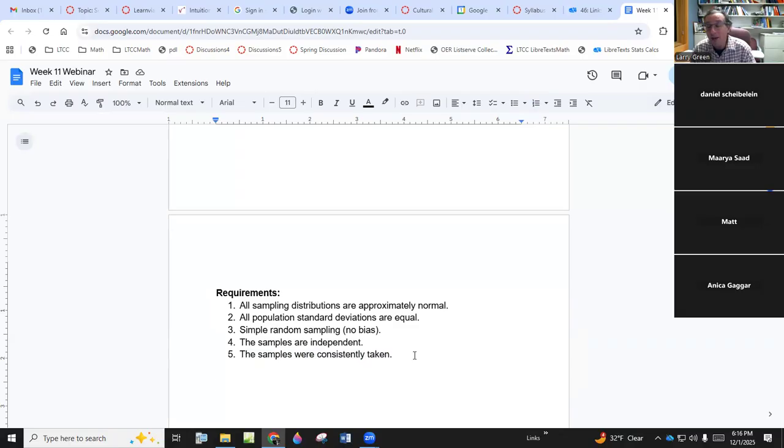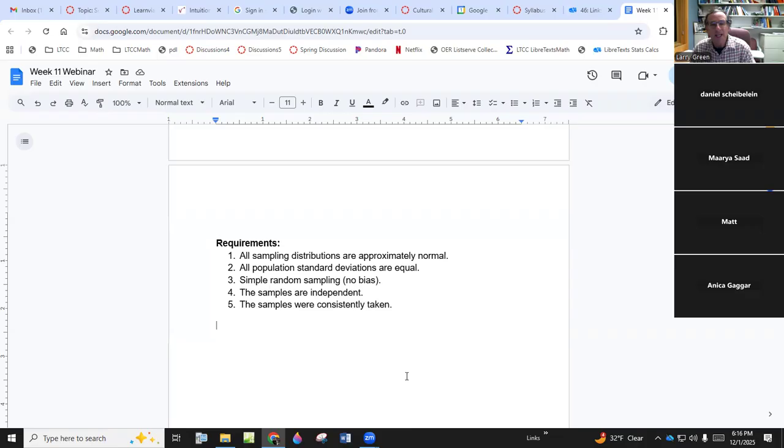Okay, ANOVA does happen in research a lot. It doesn't happen in day-to-day life, but it does happen in many, many research papers. So just be ready for it. When you get into your upper division classes, it does come up. Okay. And I will let you know that there's different types of ANOVA.